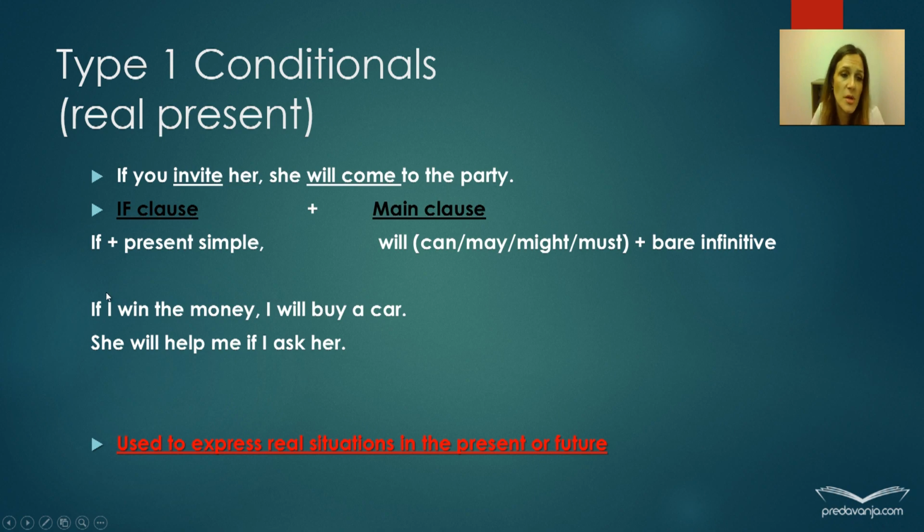What is also important to say here is that there's this comma that we use if we start the sentence with the if clause. However, as we can see in this example, when we start the sentence with the main clause, she will help me, there's no comma before if I ask her. It is also possible to do this, but then there's no comma.